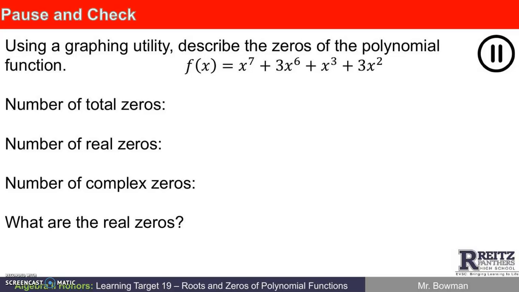Alright, you know what time it is. It's your turn. Pause the video. Hopefully you'll use Desmos or your calculator to look at a graph of the function. So try this out. Hit pause, look at the graph, and see what you come up with.